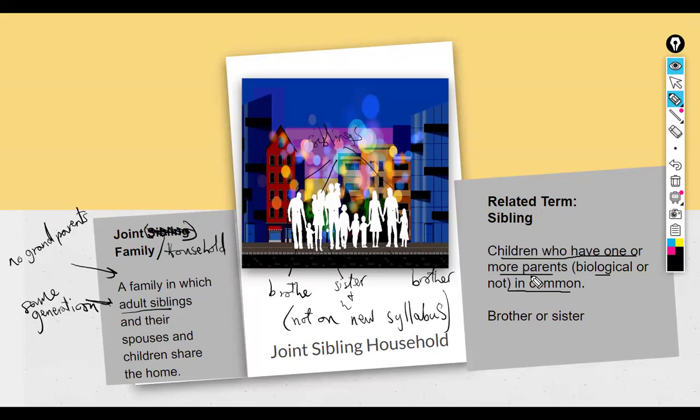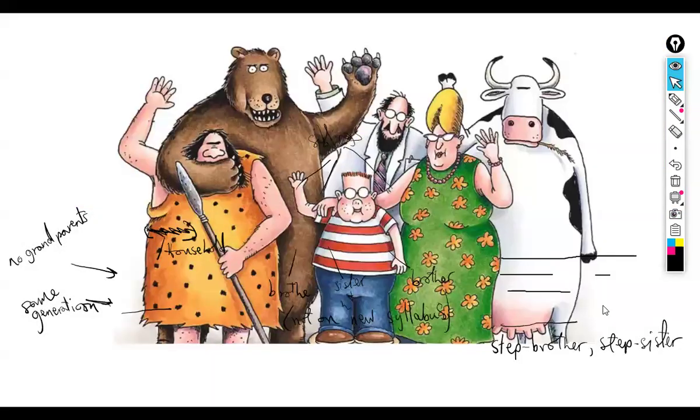So you're the person that one shares a parent or parents with, brother or sister. So by this definition, a stepbrother or stepsister is also a sibling, right? Because you just need to share one parent to be a sibling. Sorry, just go back here, right?